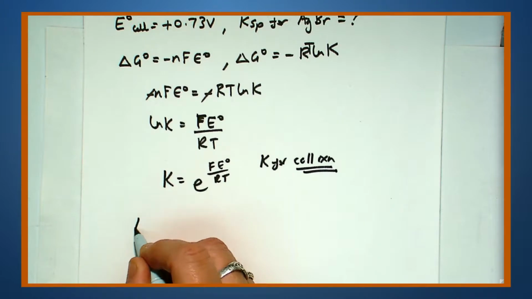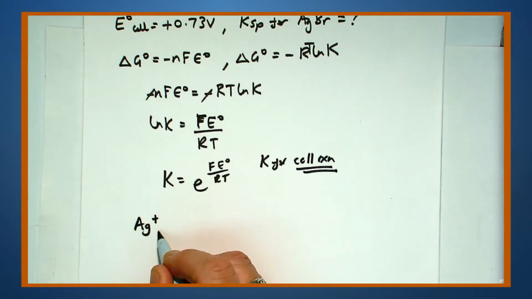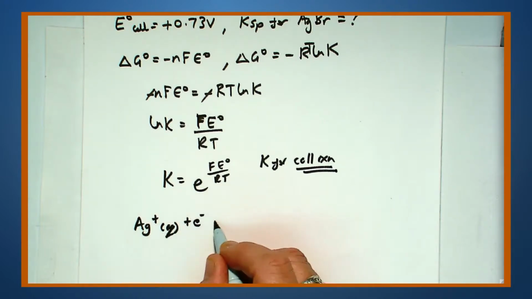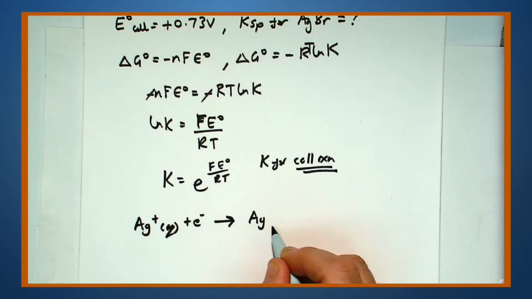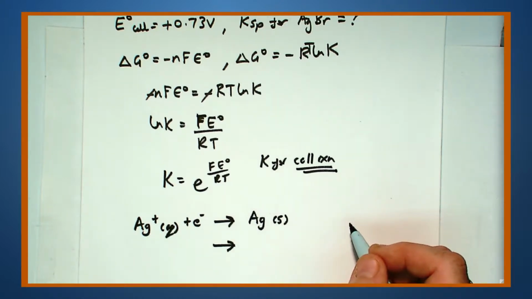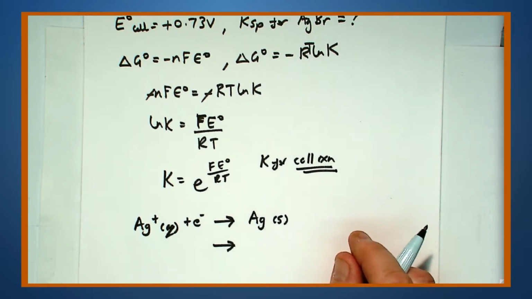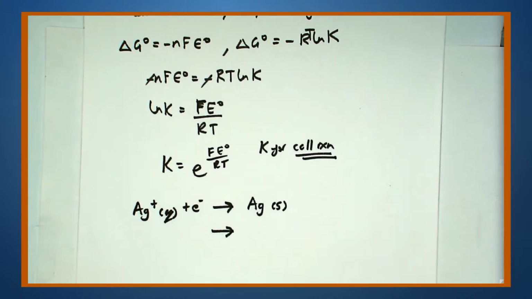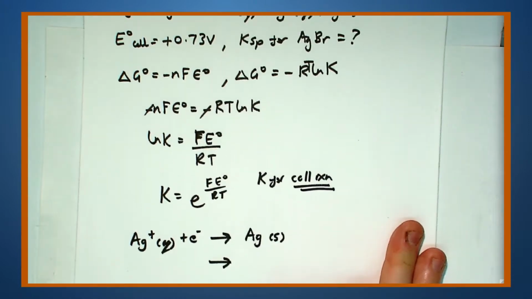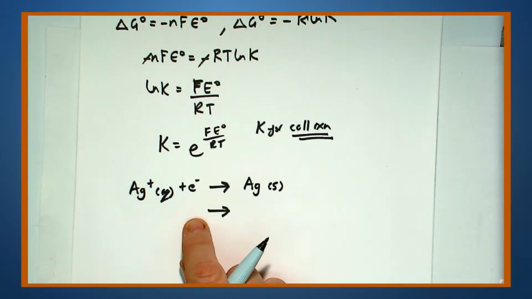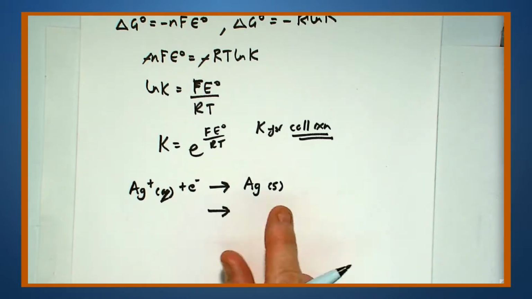So first of all, we've got the reduction, silver ion, aqueous, plus an electron goes to silver solid. So that's my reduction. I could even look up the reduction values in a table of reduction potentials if I wanted to, but I don't really have to because I've already been given the standard cell voltage. But let's focus back on the equation again. The other equation is a little harder to figure out.